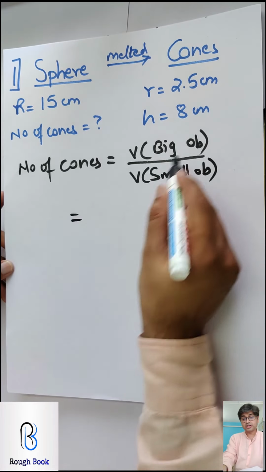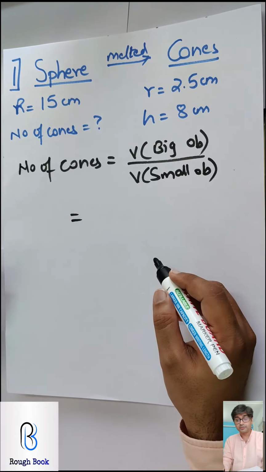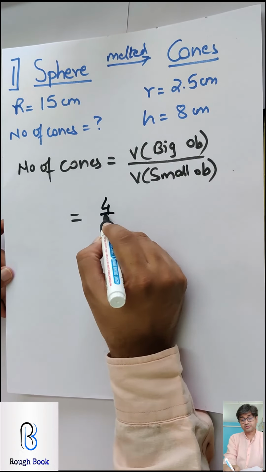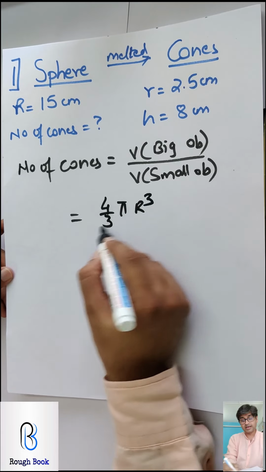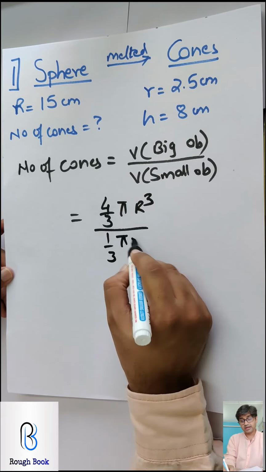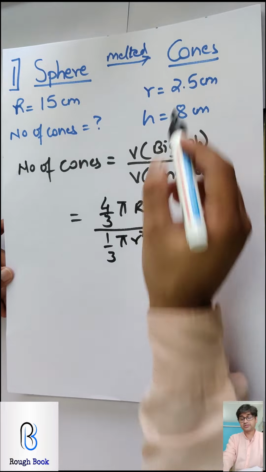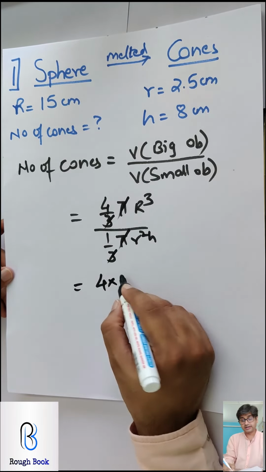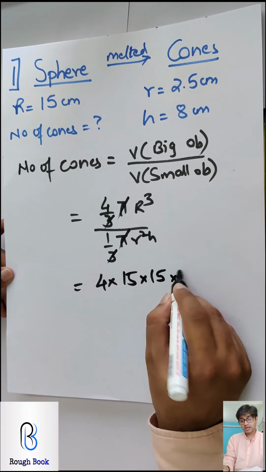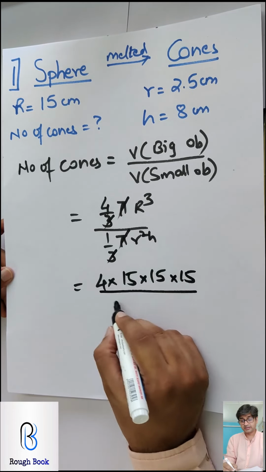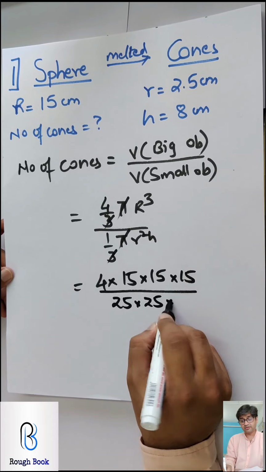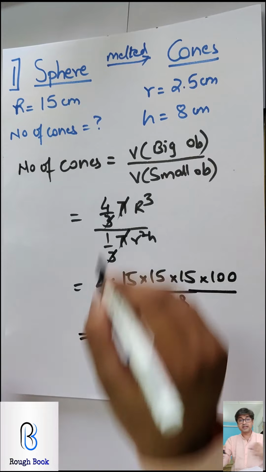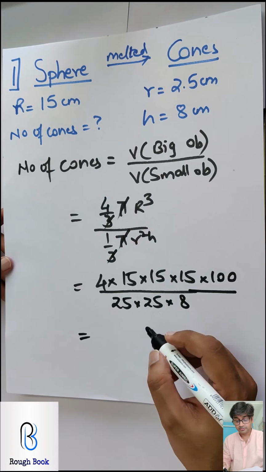I taught you big object, small object because every time the shapes will keep on changing from now onwards. So volume of sphere is 4/3 pi r cube, and 1/3 pi r square h for the cone. The 3 gets cancelled, pi gets cancelled, so 4 into 15 cube. Likewise in the denominator r is 2.5, so I am writing 25 into height 8, with a 100 for 2 decimals. Now cancel and get me the answer, how many cones have been formed.